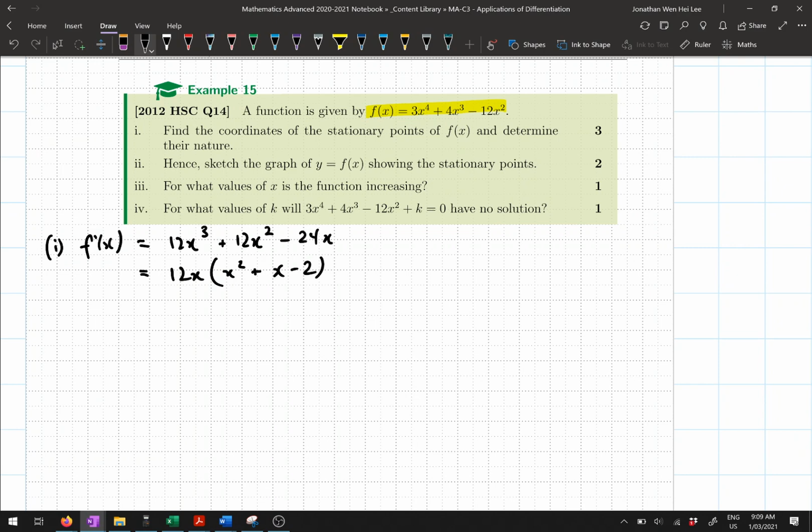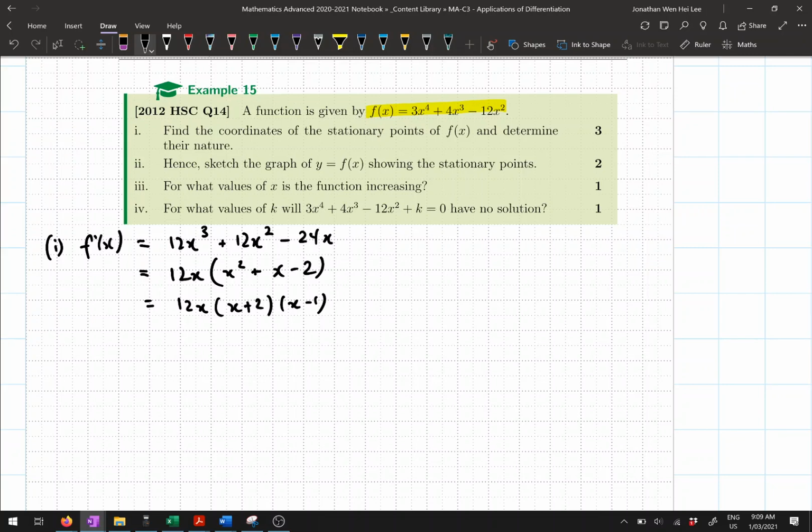Okay, now at this point we want to solve for this guy is equal to 0. I'm actually going to keep factorizing so it makes it easier. And I'm just going to do the solving in a further step. Can I factorize this any further? Yes. 2 and minus 1, thank you. 12x, x plus 2, x minus 1.